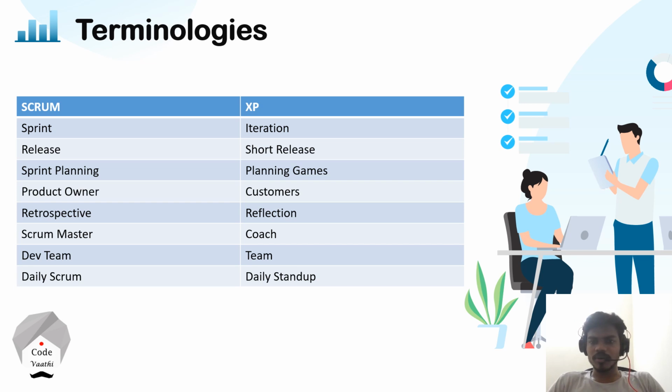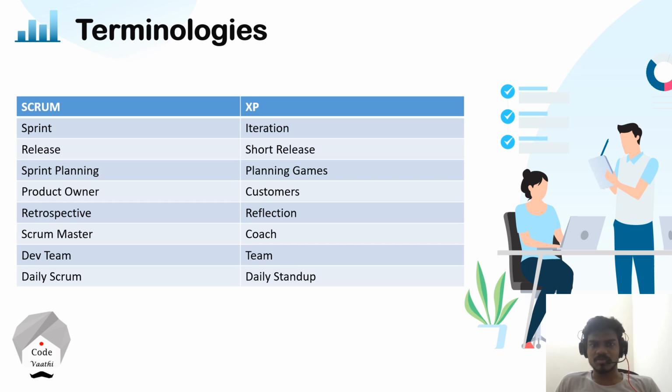From the terminology point of view, both XP and Scrum remain the same, but the terms used to denote a particular thing are different. This slide will help you understand what those terms are and how they are linked. The sprint in Scrum is called an iteration in XP, but both are the same. Release in Scrum is named short release.